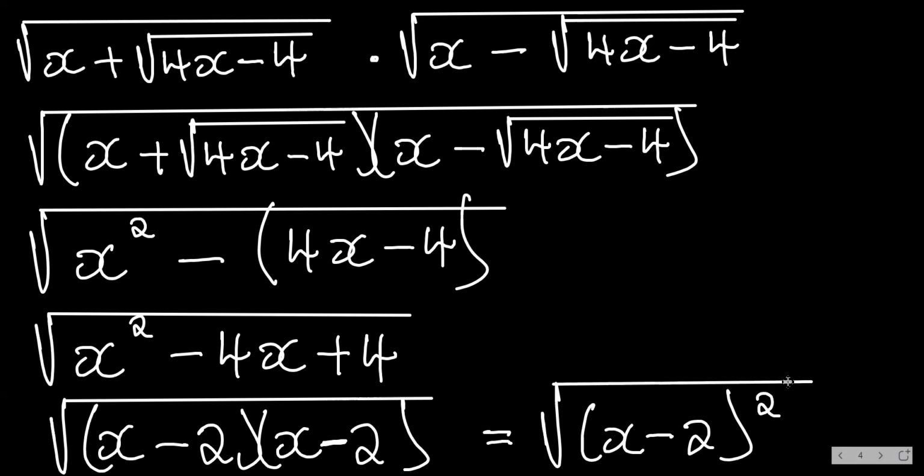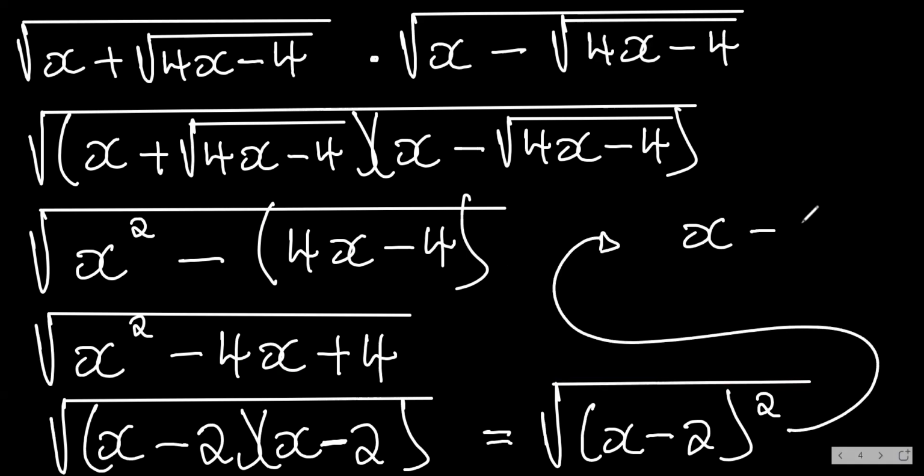So here the square root and the square will cancel out, giving us x minus 2 as the answer. Just take it step by step and open your eyes as you are doing it. The aim is to simplify your mathematics. Try to have something simple for yourself.